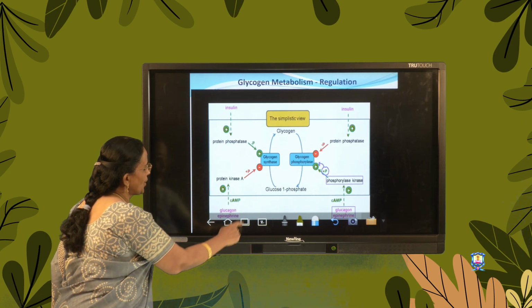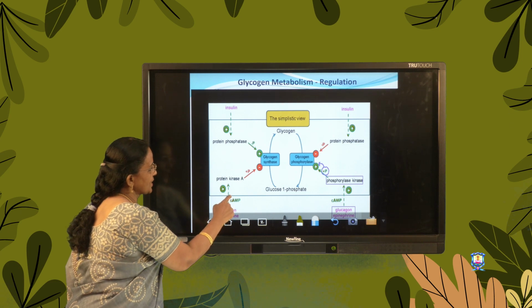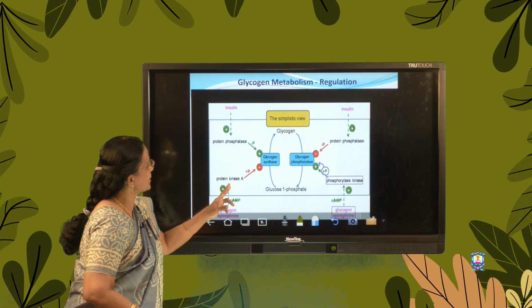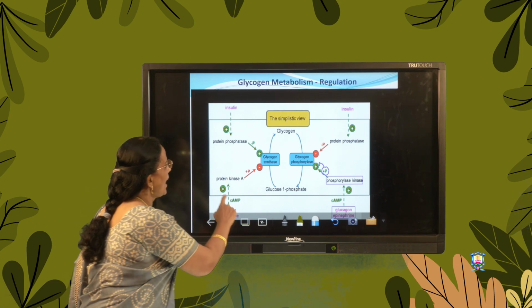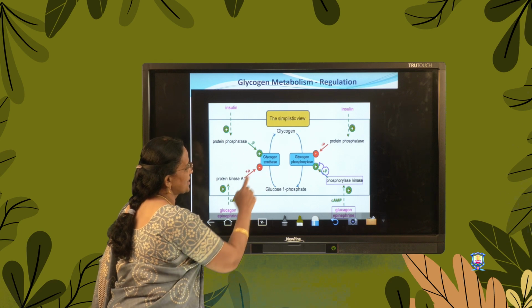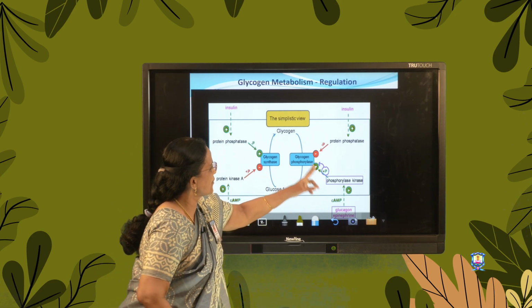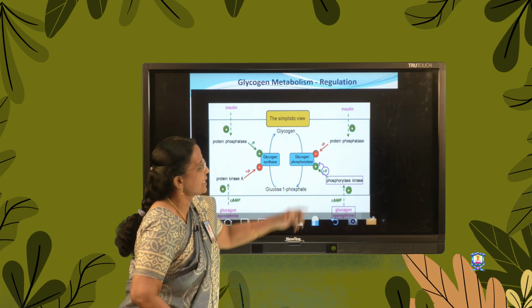What is the job of glucagon and epinephrine? Increases intracellular cyclic AMP level, cyclic AMP dependent protein kinase is activated, adds phosphate to glycogen synthase, makes it inactive. Here adds phosphate to glycogen phosphorylase, makes it active.